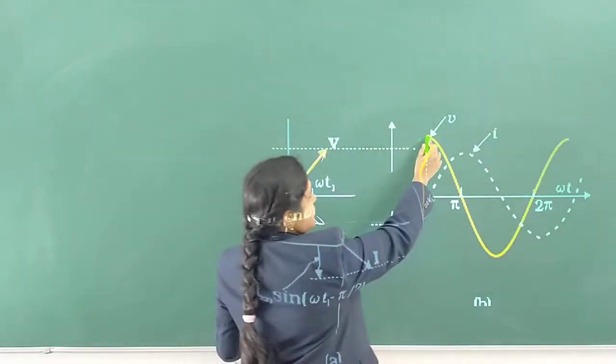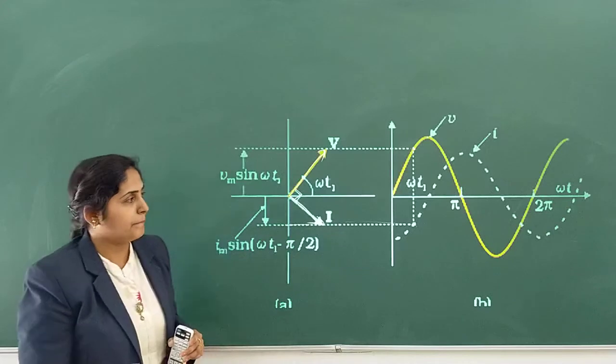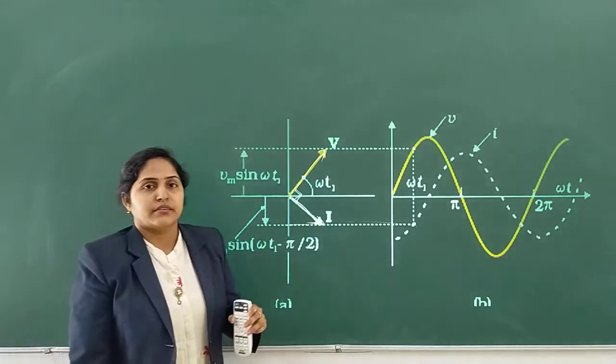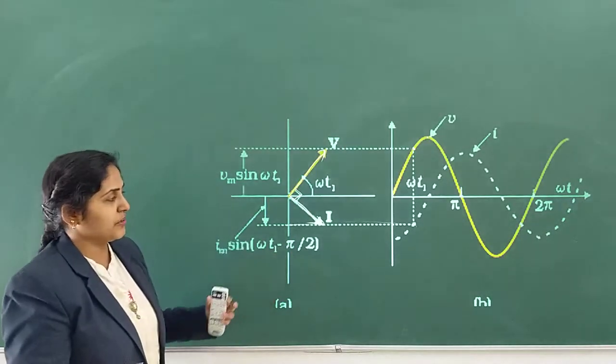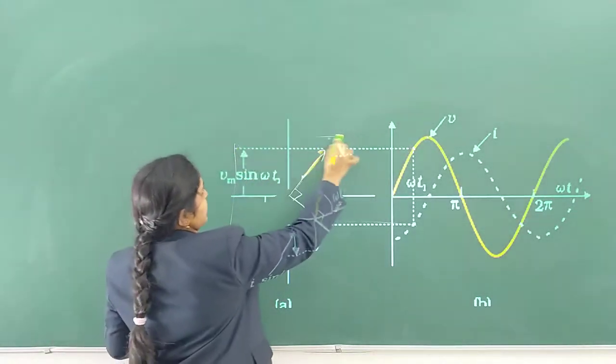So this is the voltage curve, or voltage wave, and the dotted line is the current wave. This is the phasor picture. So if you want to write, this is enough. This is the important thing.